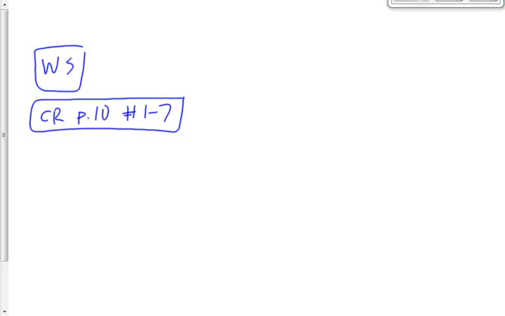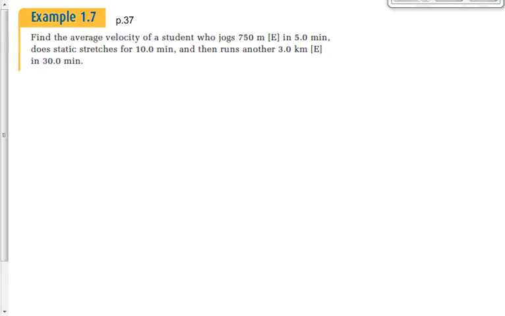I want to do one more example with you today. This appears on page 37 of your textbook. So the good news is you don't have to copy this one out. I want you to copy the solution, but not the question. It says, find the average velocity of a student who jogs 750 meters to the east in 5 minutes, does static stretches for 10 minutes, and then runs another 3 kilometers to the east in 30 minutes.